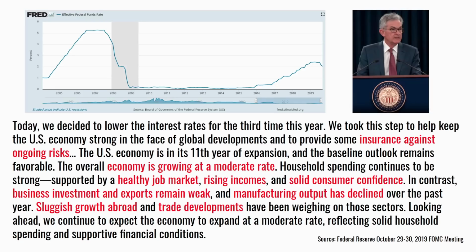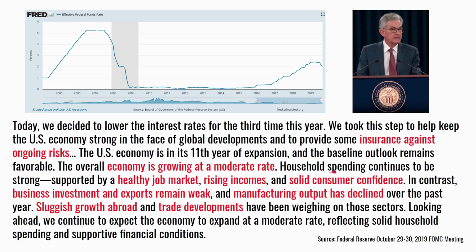One of the things that has changed a great deal is central bank policy, and in particular, Federal Reserve policy in the United States. At the October 30th meeting, the Federal Open Markets Committee, which decides US interest rates, lowered rates for the 3rd time in 2019. The reasons they gave for this was that this was insurance against ongoing risks, and they did it despite the fact that the economy in the US was growing at a moderate rate. There's certainly no sign of recession as yet.